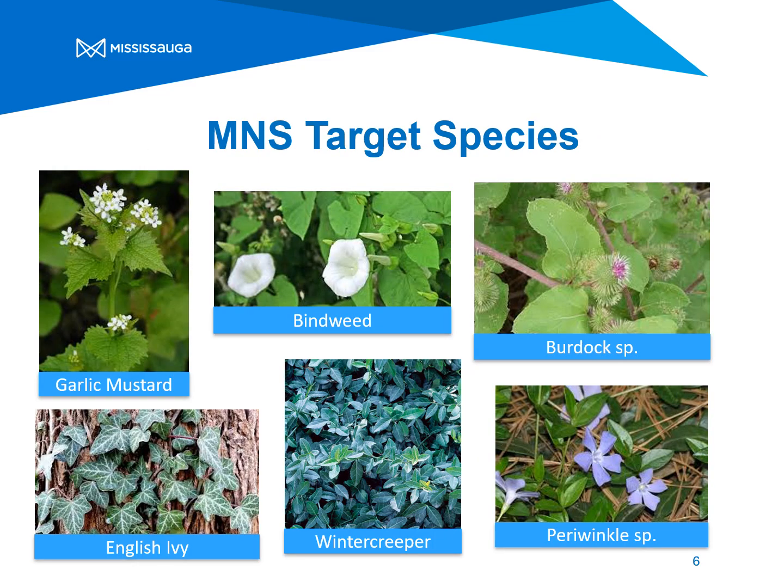That's where you come in. We have identified 6 target species for volunteer removal this year: garlic mustard, bindweed, burdock, English ivy, winter creeper, and periwinkle.